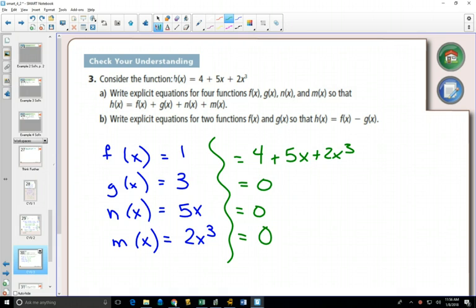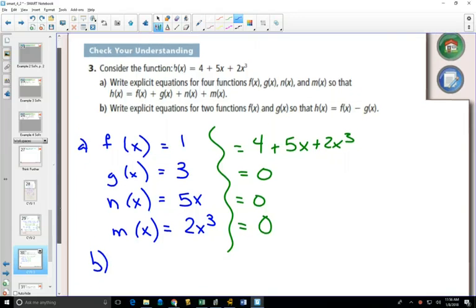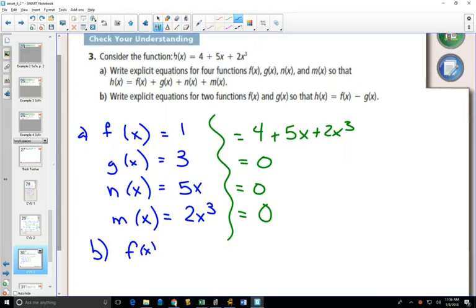So for part B, here's part A. For part B, they probably want you to be somewhat creative. So I could make f of x 2x cubed plus the 5x. And if I subtracted a negative 4, that would make a plus 4, and it would match up to what you had before.